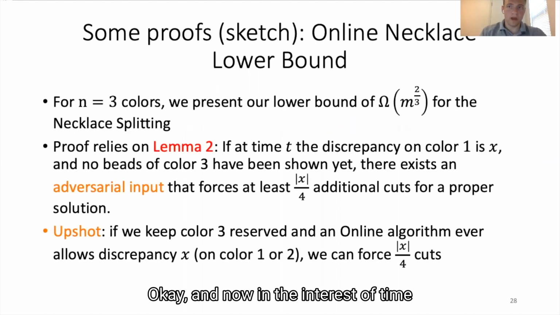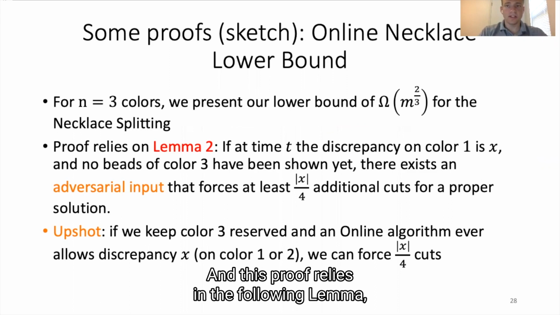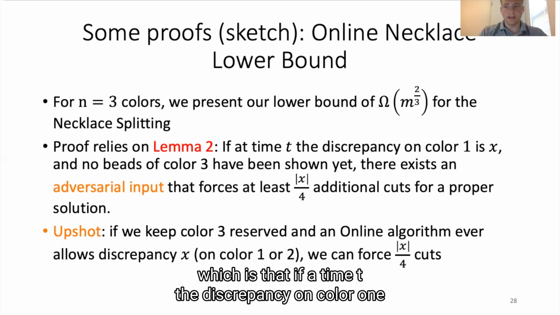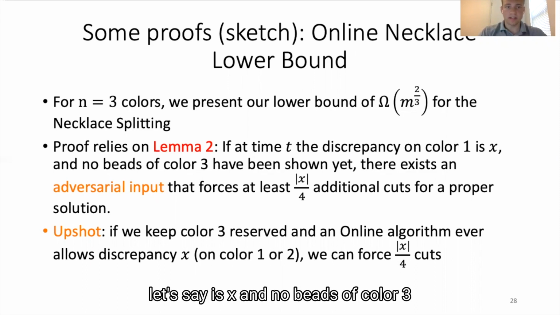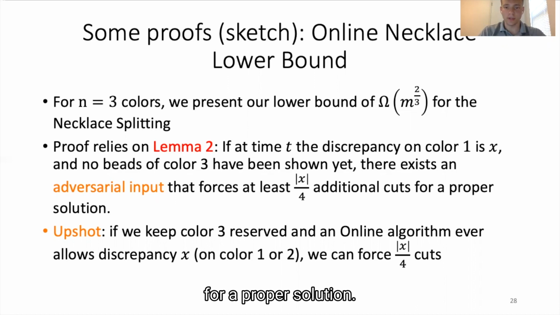Okay, and now in the interest of time, I'm going to be discussing very briefly the Alon necklace lower bound. So for n equals 3 colors, the lower bound is omega of m to 2/3, and this proof relies on the following lemma: if at time t the discrepancy on color 1, let's say, is x, and no bits of color 3 have been shown yet, there exists some adversarial input, some way to continue the adversarial input that we've been showing so far, that forces at least x/4 additional cuts for a proper solution.